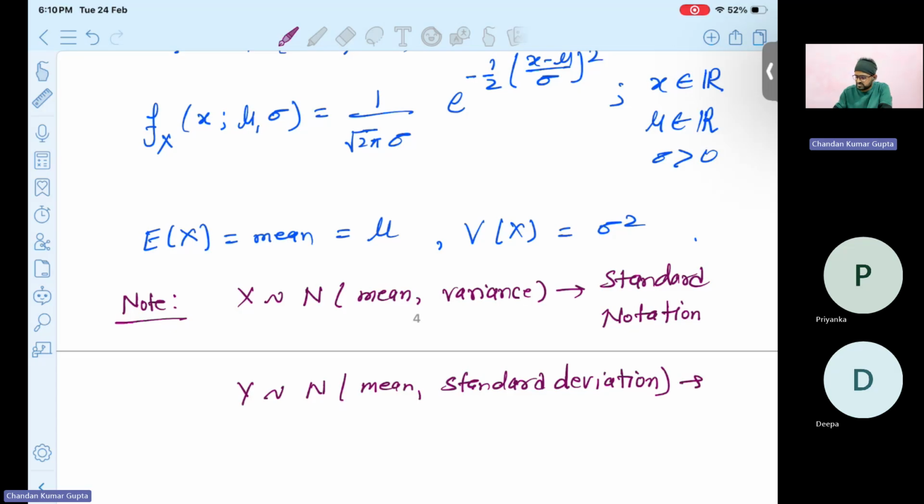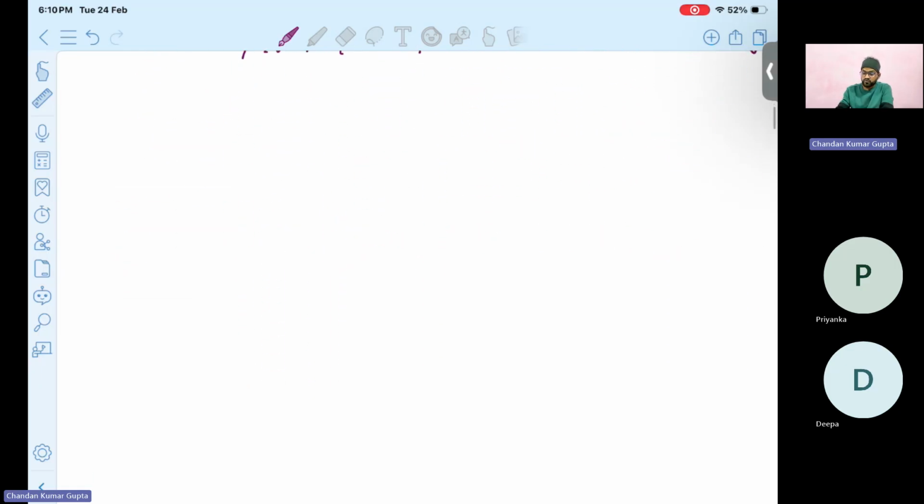So it is like wrong notation. Okay, always remember if we have given N within brackets the two values, then that is mean and variance only, not mean and standard deviation. Okay, so we have some properties of the normal distribution as well.